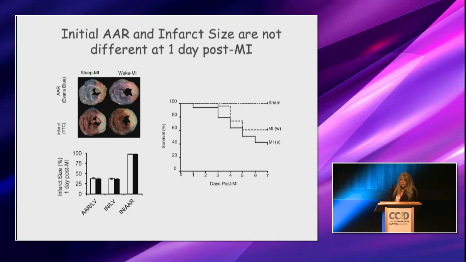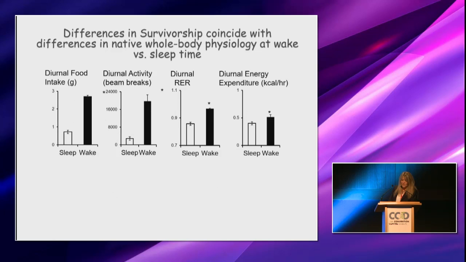A little bit later, you can see a survivorship curve here, so percent survival on the Y, and the first week post-MI. And so our sham animals, which haven't had a heart attack or an infarct, all survive. And then we see some loss, and this is mostly due to cardiac rupture because the scars aren't healing properly. We see more loss if you're infarcting the animals in the wake time, and then the most amount of loss if we infarct the animals at sleep time.